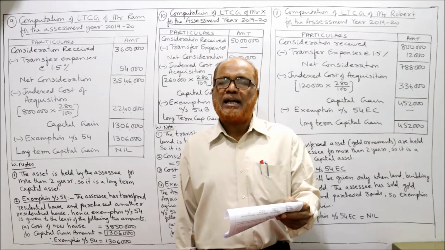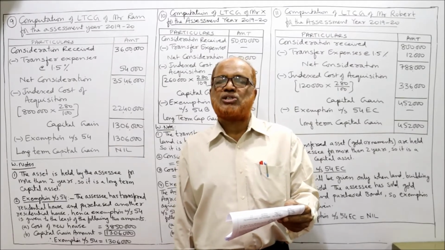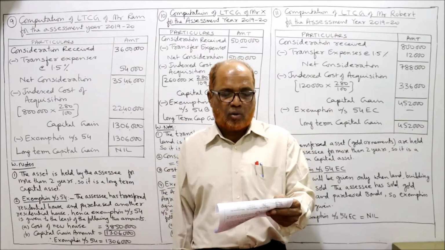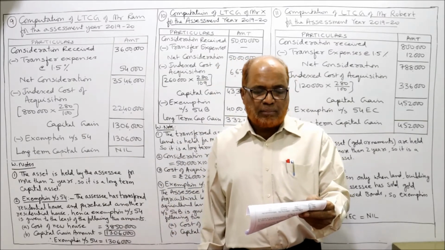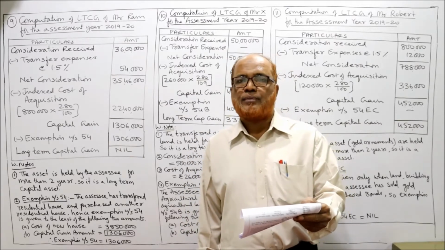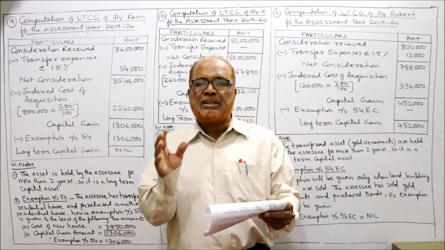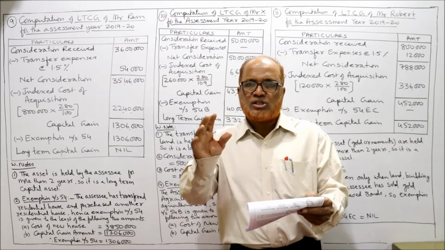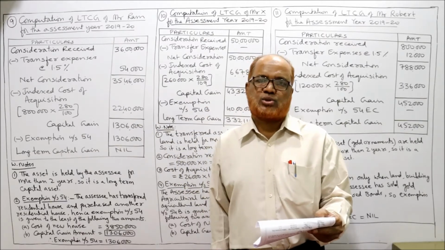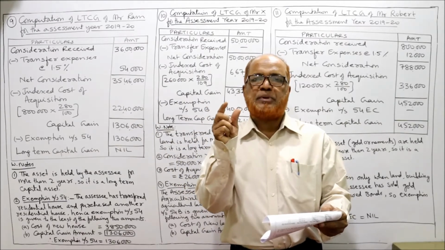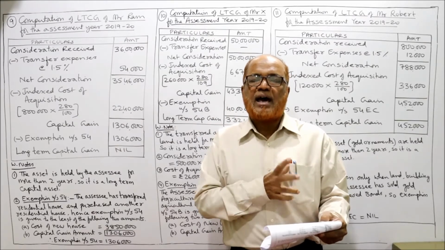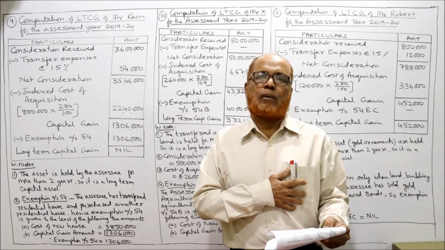We have to find out the indexed cost of acquisition because it is a long-term capital asset. It was purchased more than 16 years ago. Then after 3 months, he purchased a flat for rupees 38 lakh 50,000. So what is the new point in this problem? The assessee Mr. Ram has sold one residential house and purchased another residential house within the stipulated period. So he will get the exemption under section 54.